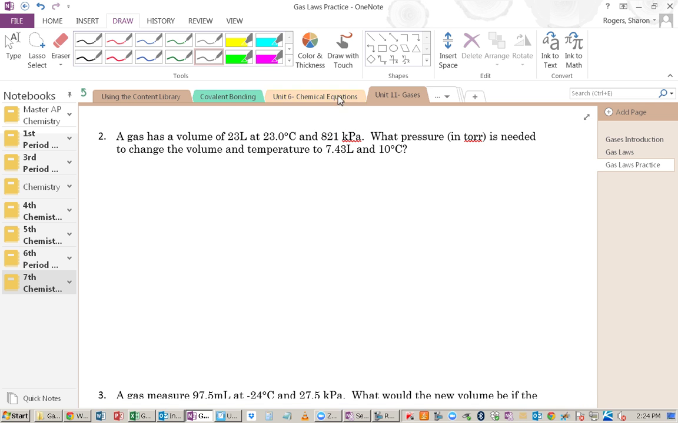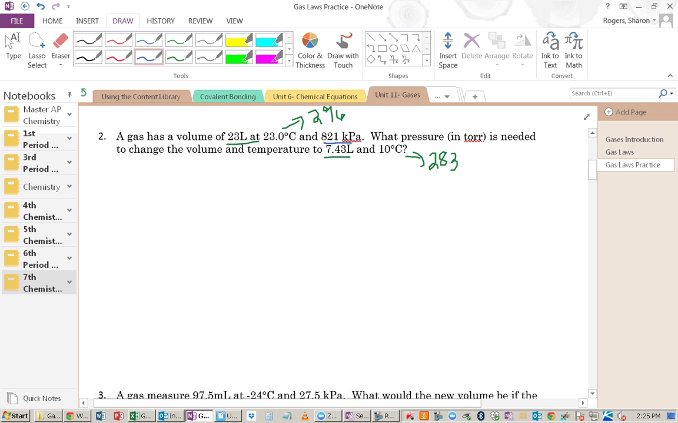So let's go ahead and do that. Notice my volume is in liters, and that's fine as long as the end volume is in liters. It just has to match up. My temperature, 23 in Kelvin, is 296. And then 10 plus 273 is 283. So we're almost there. We've got our volume, we have our temperature. Now we just have to make sure the pressure is going to be the same.